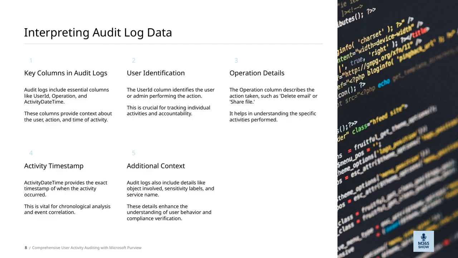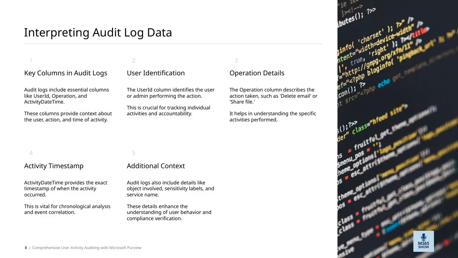These details are crucial because they help us understand not just what was done, but also the context, whether it involved sensitive information or a particular service. Another important point is the activity date time, which provides the exact timestamp of each activity. This is vital for conducting chronological analysis or correlating events, especially when investigating security incidents or compliance issues.